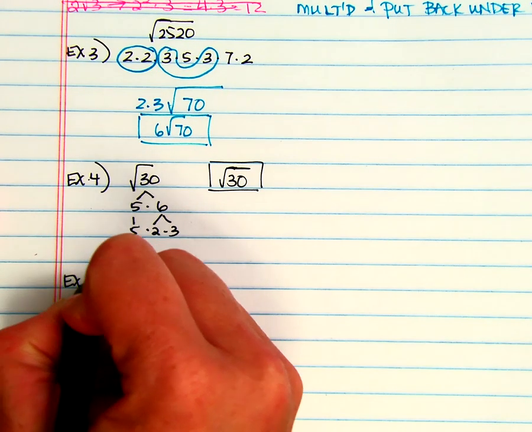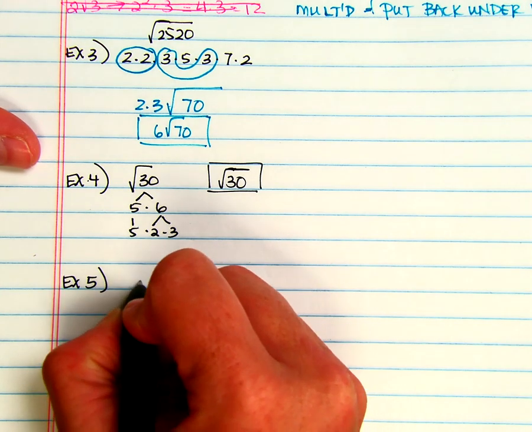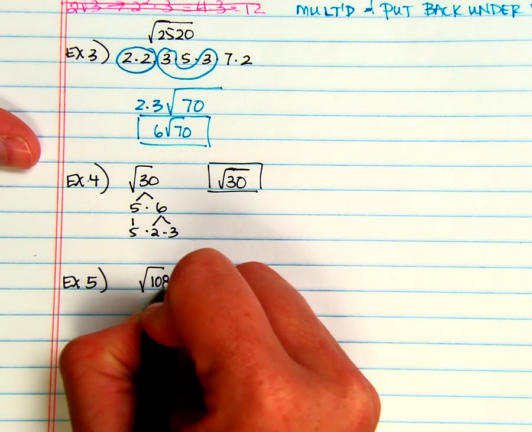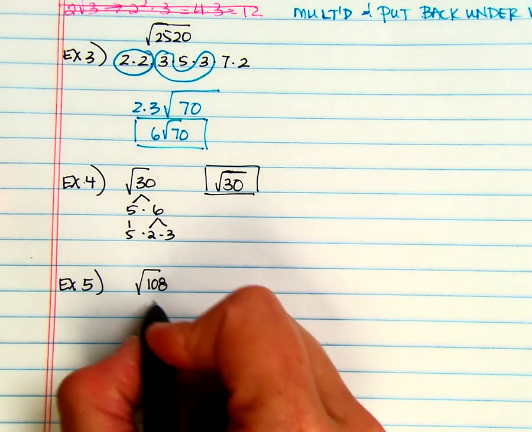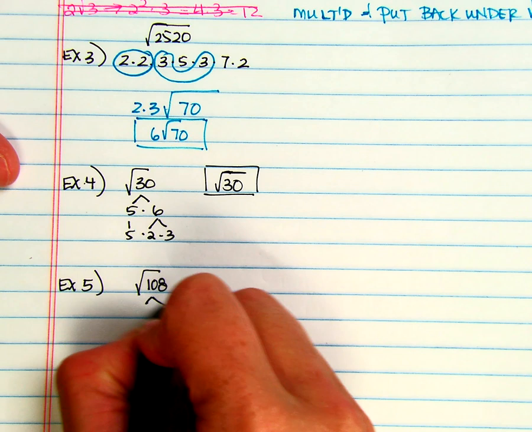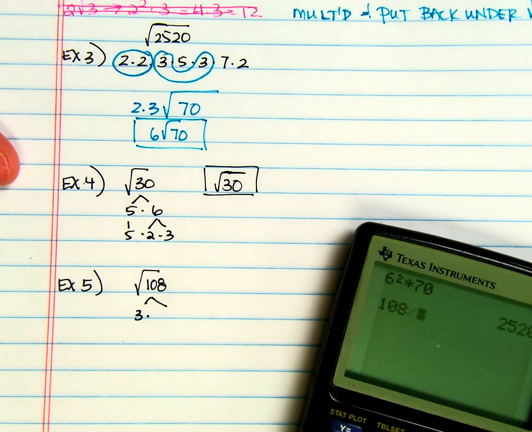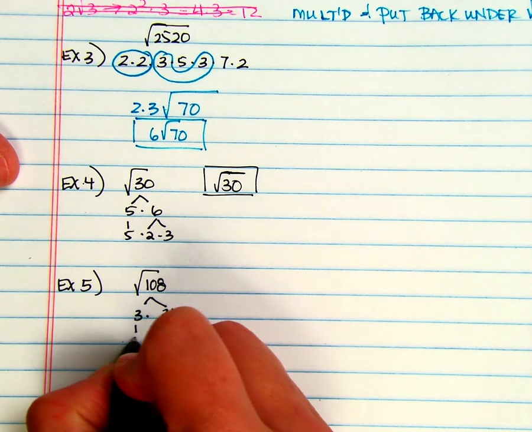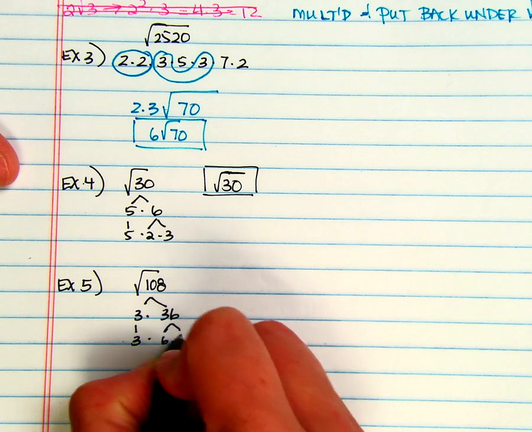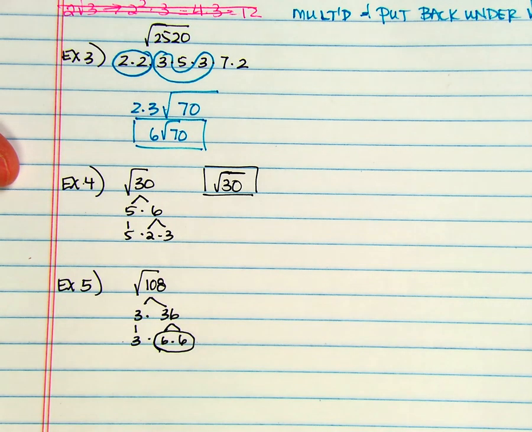Again, I want to have you try this one. Do a little bit larger number. Have you do the square root of 108. So pause the video, try this on your own and see how it goes. 108 breaks down to 3 times 36. So I have 3 and a 6 times a 6. I already have a pair, so I'm going to stop there. Okay, I could break it down more, but I don't need to.